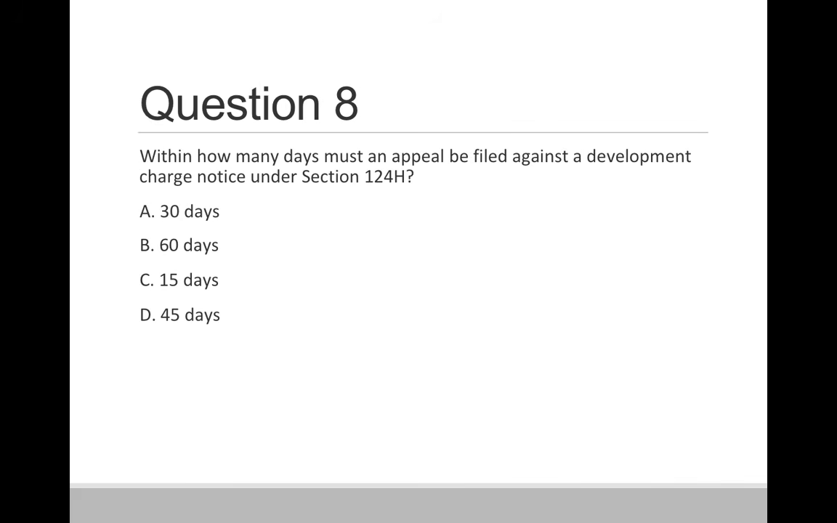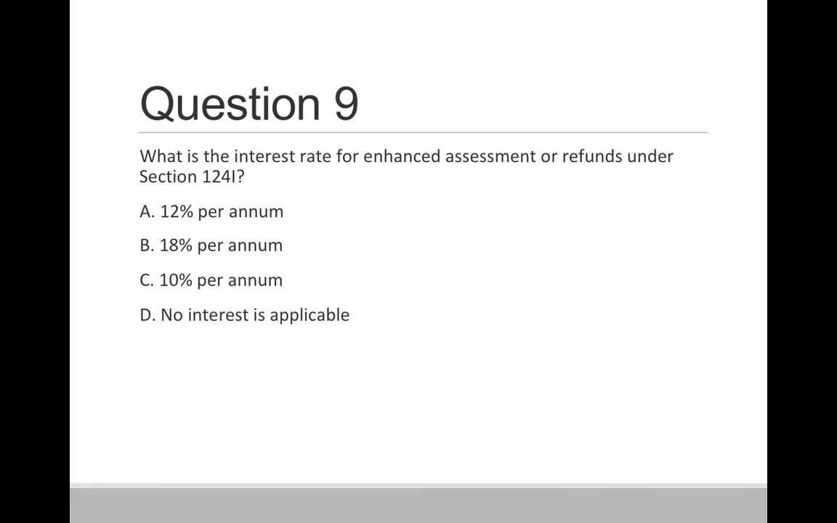Question 8. Within how many days must an appeal be filed against a development charges notice under section 124H? Option A, 30 days. Option B, 60 days. Option C, 15 days. And option D, 45 days. So the correct answer is option D, 45 days. So within 45 days, any person aggrieved must file an appeal against the development charges.